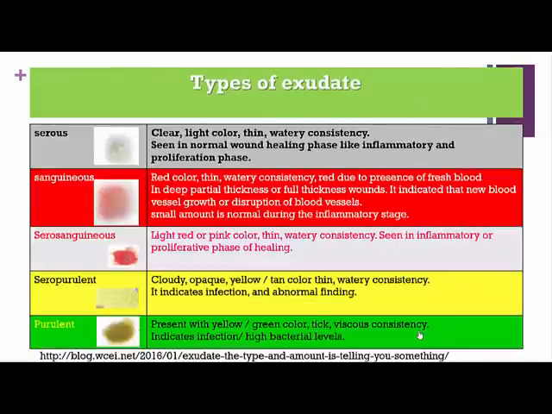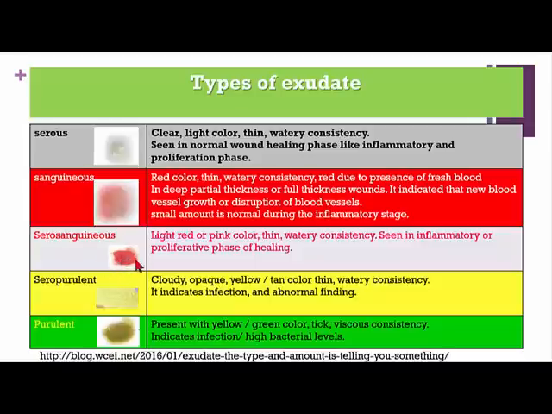Let's see the types of exudate: serous, sanguineous, serosanguineous, seropurulent and purulent. First is serous. It looks light in color, clear, with thin and watery consistency, seen in the normal wound healing phases like the inflammatory and proliferation phase. Second is sanguineous. It is red in color with watery consistency, red due to the presence of fresh blood, and is seen in deep partial thickness or full thickness wounds. It indicates that new blood vessels are growing or there is disruption of the blood vessels. A small amount is normal during the inflammatory stage.